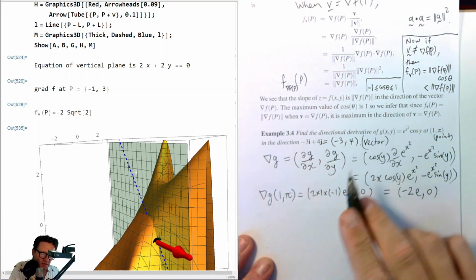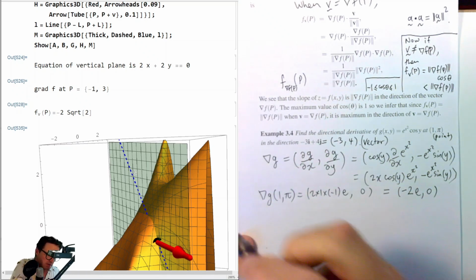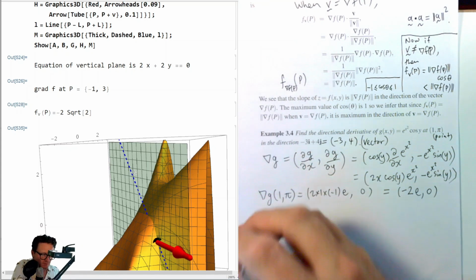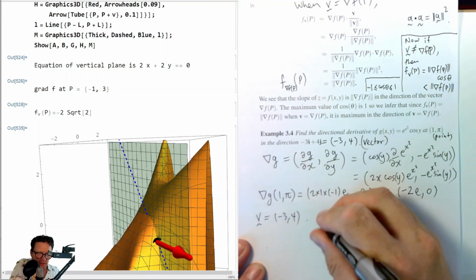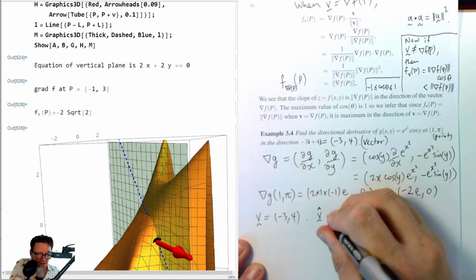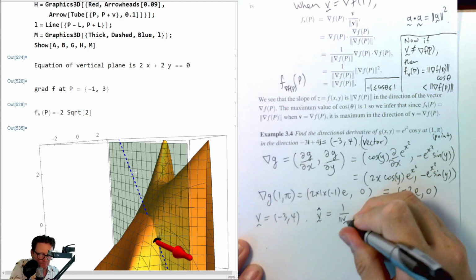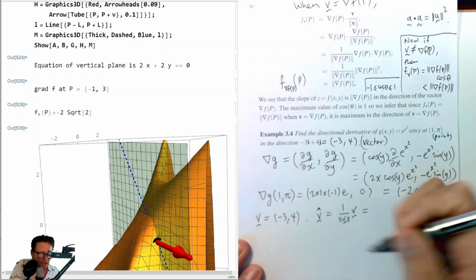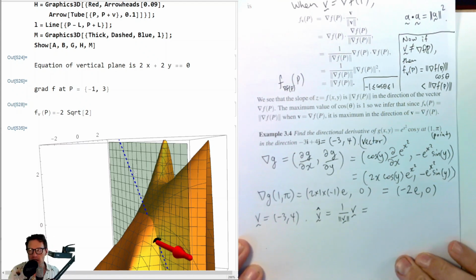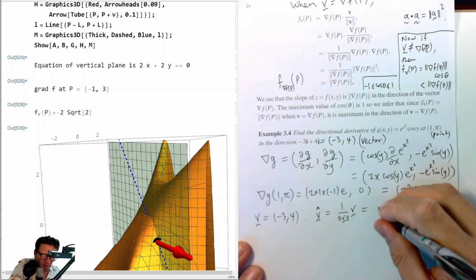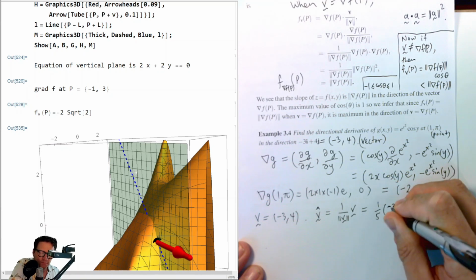Okay, now we need to find our unit vector in the direction of minus 3, 4. So we've got v equal to minus 3, 4. And so v hat, the unit vector, well, we just divide by the norm of the vector v. And that norm is 5 because the square root of 3 squared plus 4 squared is 9 plus 16 is 25, the square root is 5. So 1/5 minus 3, 4.